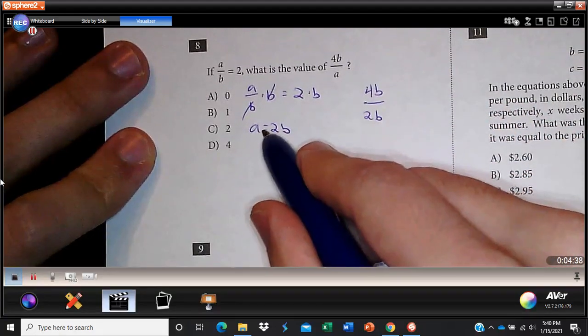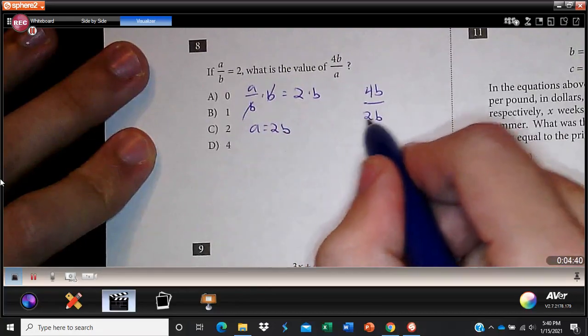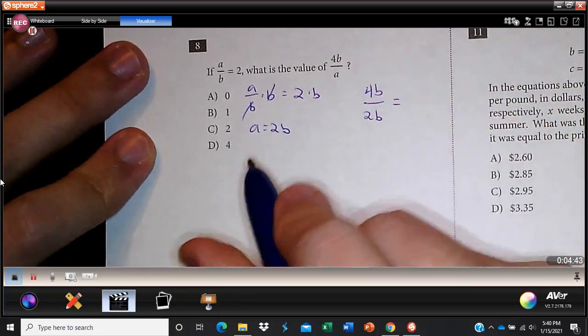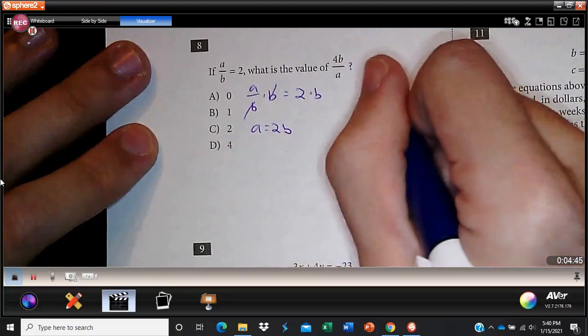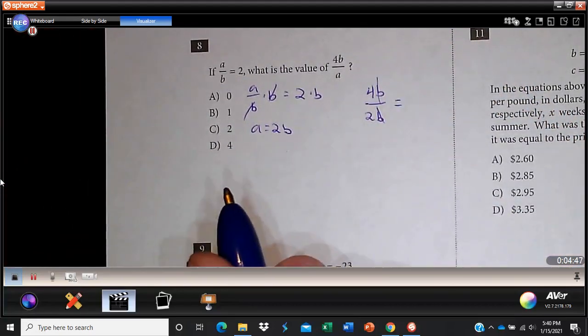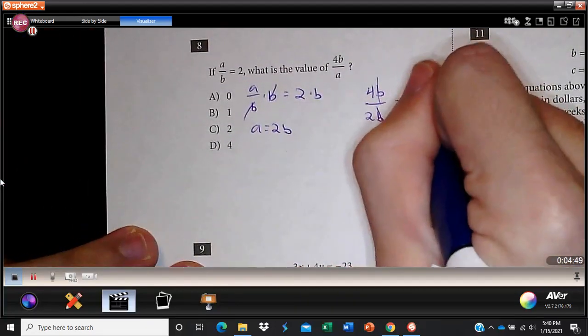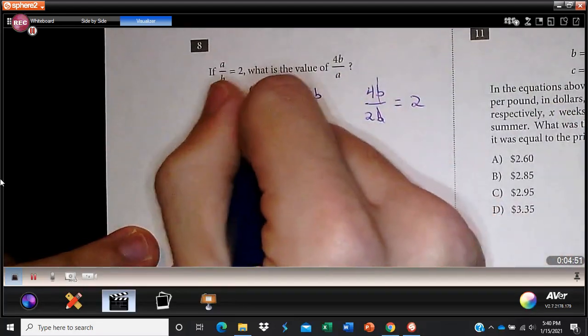So I just substituted 2b in for a here, that's all I did. And I noticed that I have b on the numerator and b on the denominator, so that's going to cancel. And then I have 4 divided by 2, and that's just going to be 2. So that's going to be answer C.